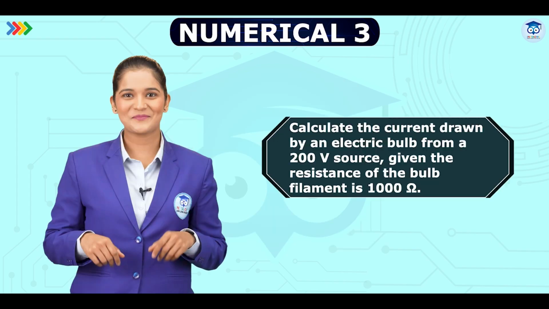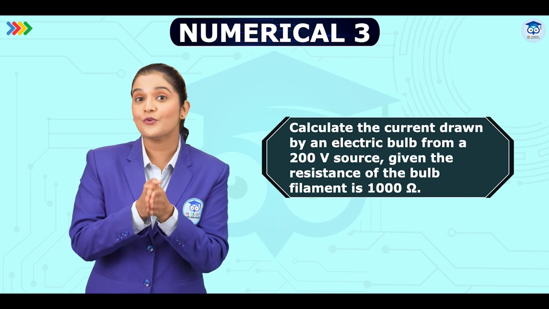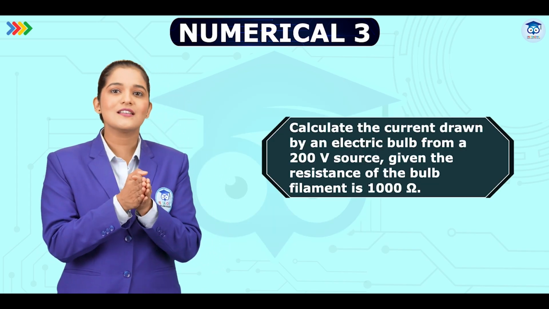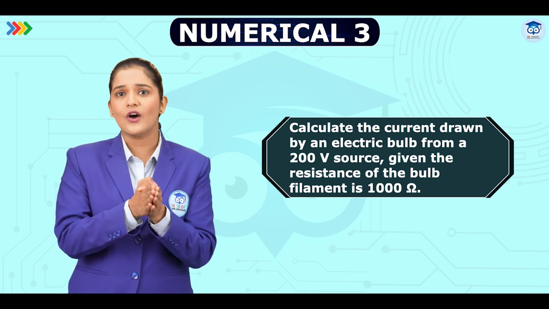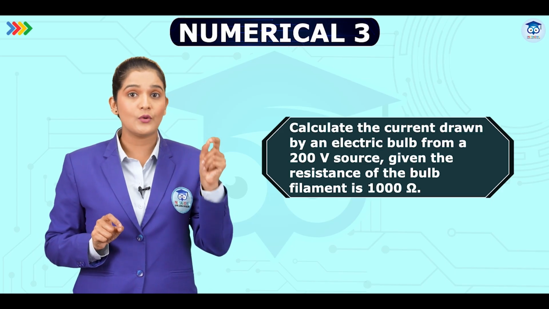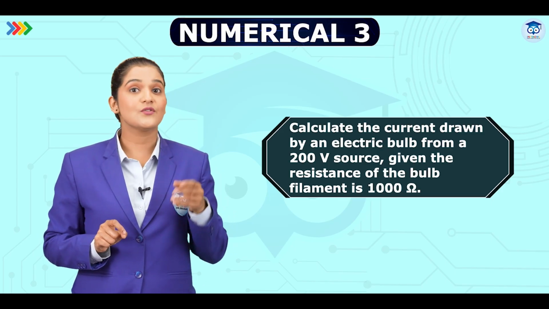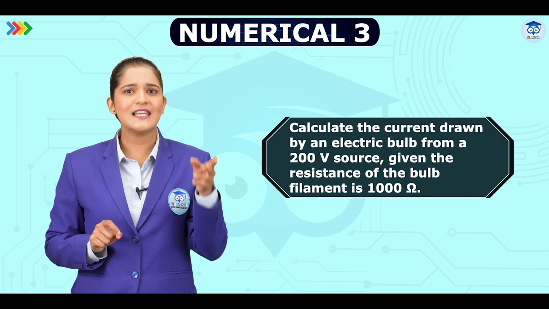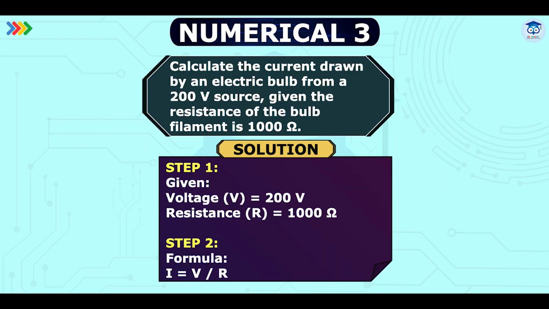Let us now move on to numerical 3, where we are asked to calculate the current drawn by an electric bulb when connected to a 200 volt source, given that the resistance of the bulb filament is 1000 ohms. To solve this, we will follow a structured approach step by step.